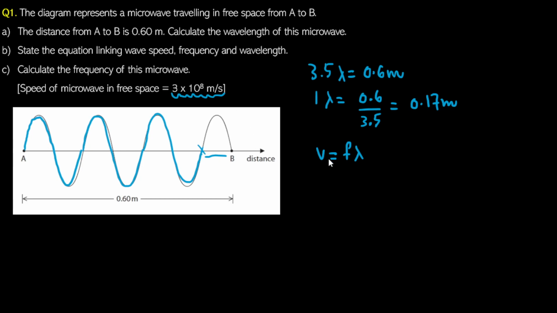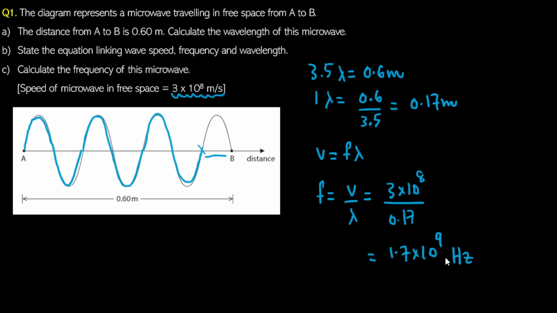If v = fλ and we want frequency, rearranging the equation gives us f = v / λ. So v is 3 × 10^8 meters per second divided by your wavelength, which is 0.17 meters. If you put it in the calculator, you would get 1.7 × 10^9, and the unit for frequency is hertz.